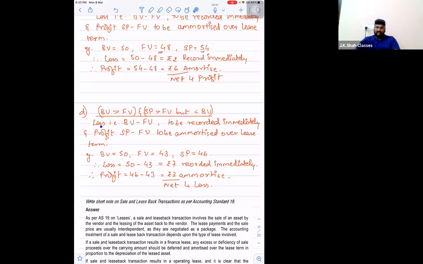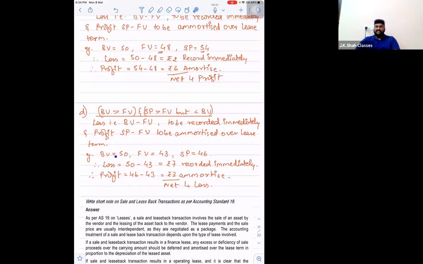So just see, first situation, loss: the impairment loss, book value minus fair value, to be recorded immediately. But there will be a profit also. What profit? Since selling price is greater than fair value, the difference of selling price and fair value is to be amortized over the lease term. Please try and understand the example.